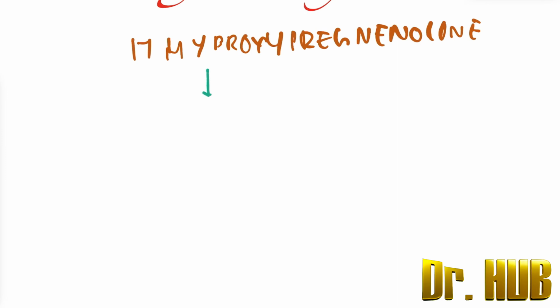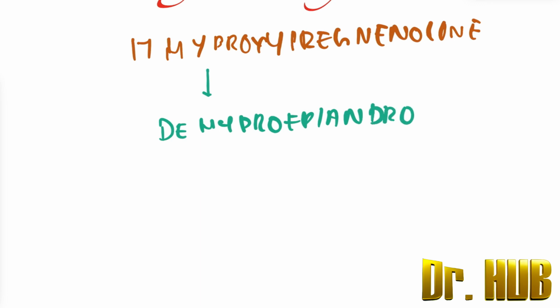So this is being converted to the dehydroepiandrosterone. So there is 17 hydroxy pregnenolone to the dehydroepiandrosterone. What is the enzyme involved here? It is the 17,20 lyase.